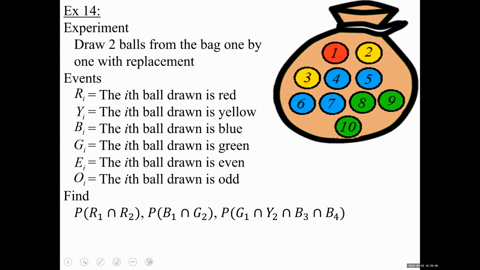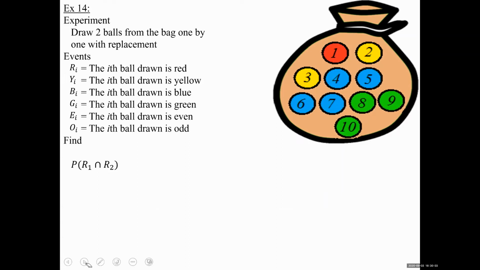So in this example, we still have the same bag, but now it says we're going to draw 2 balls from the bag, one by one with replacement. We're drawing 2 times, one at a time with replacement. And it asks you to find all these probabilities down here. Okay, let's start with this one. Probability R1 and R2. For the next few problems, I'm only going to do the problem one way. I know I keep doing things 2 ways, but for the next few, I'm just going to use the AND formula, so we practice the AND formula more.